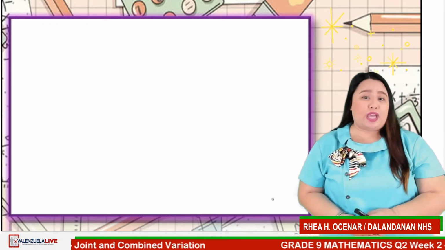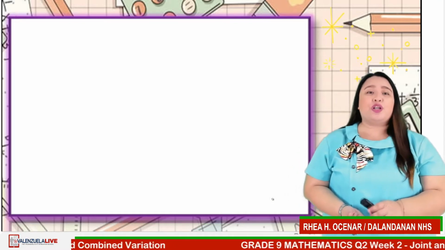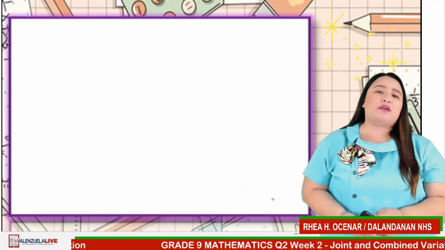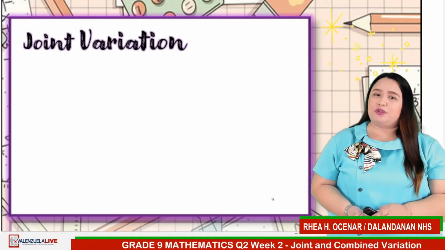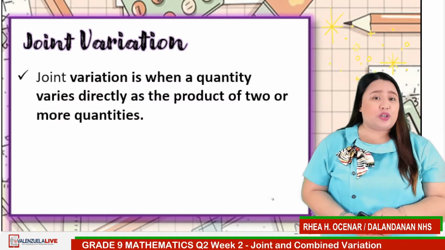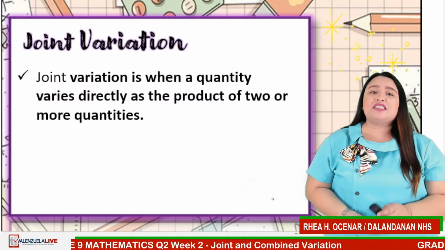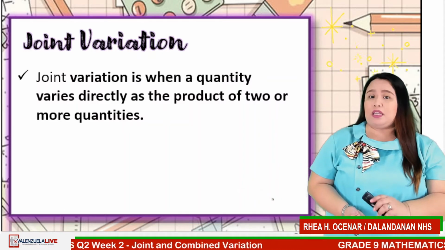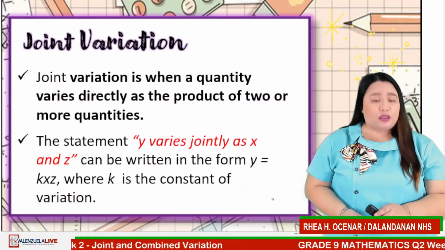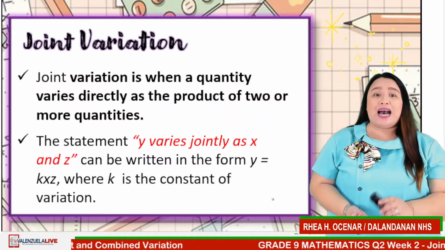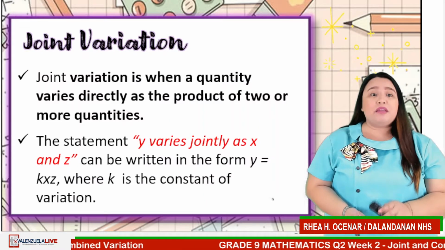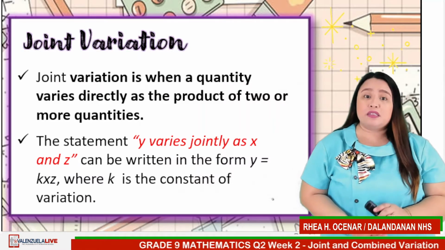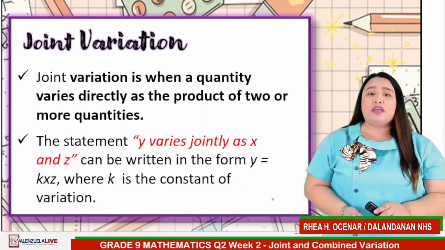We will discuss today the other types of variation, which are the joint and combined variation. First, let us talk about joint variation. Joint variation is when a quantity varies directly as the product of two or more quantities. The statement y varies jointly as x and z can be written in the form y is equal to kxz, where k is the constant of variation.